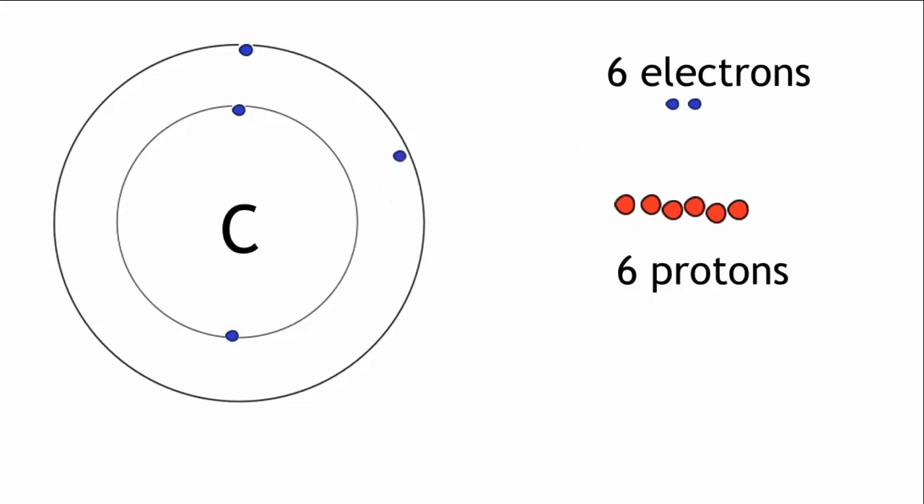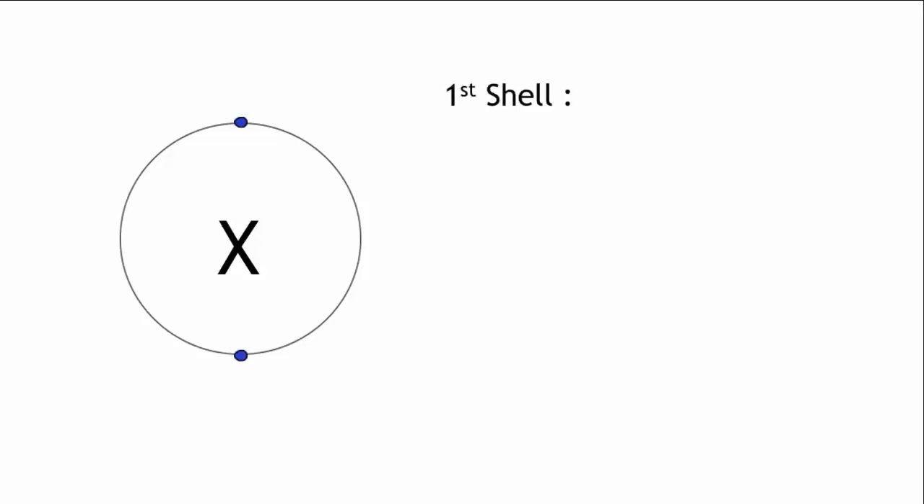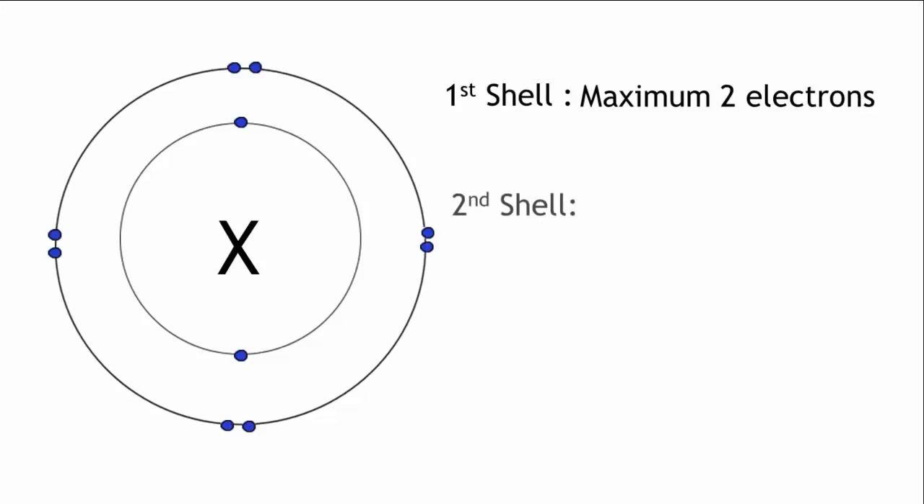The electrons in the atom are organised around the nucleus in different energy levels or shells. Shells can only hold a certain amount of electrons. The first and innermost shell can only hold a maximum of 2 electrons. The shells which come after this can hold a maximum of 8 electrons.